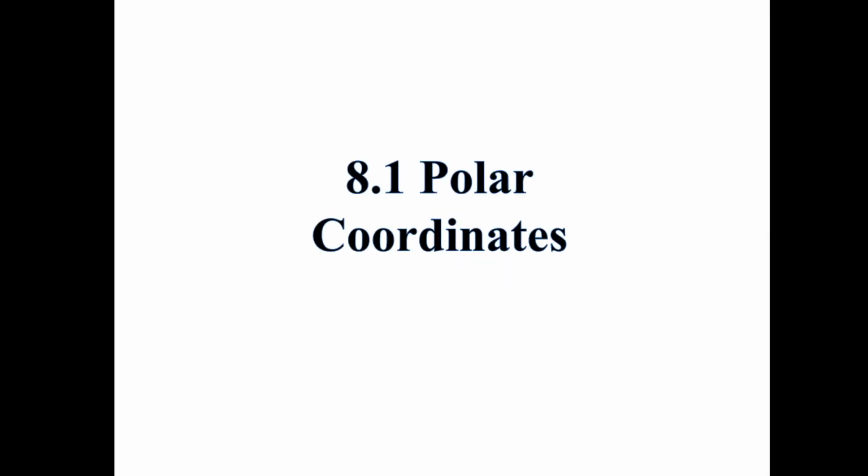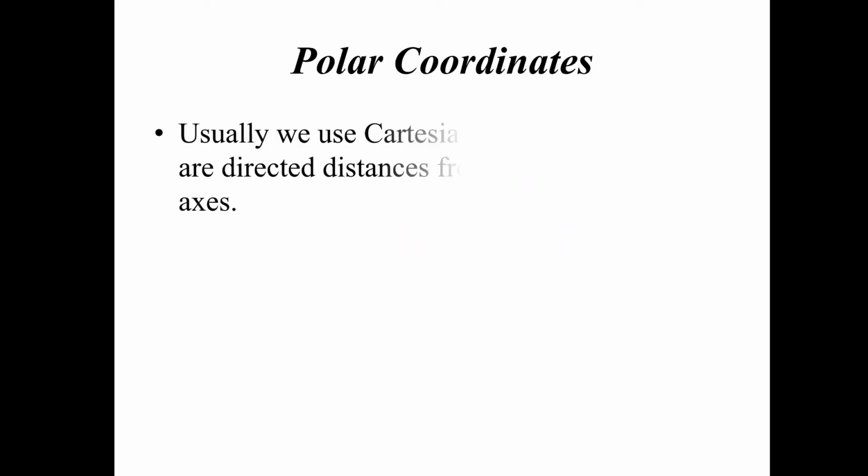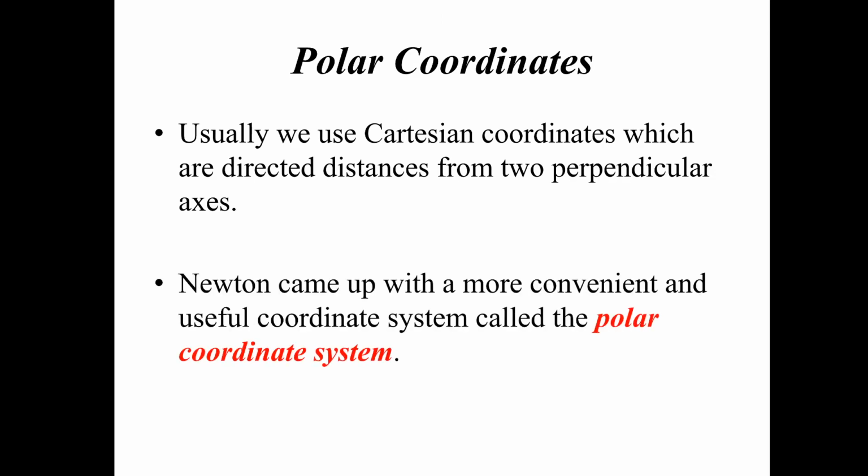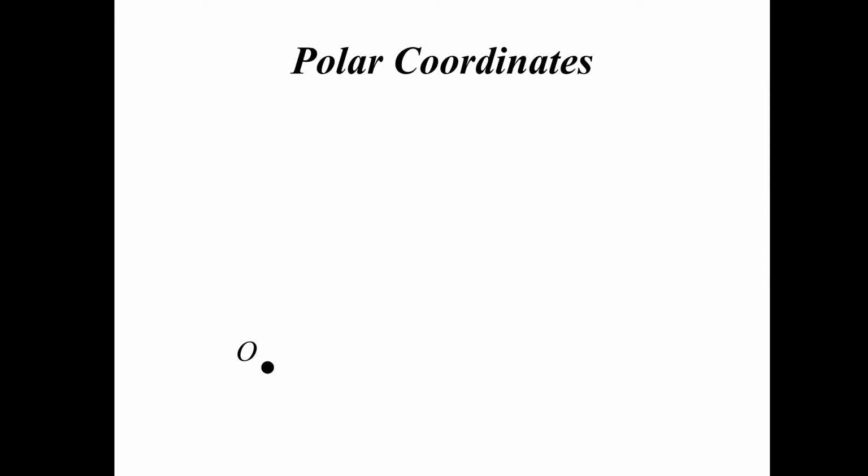Again, this one is coming from James Stewart, Pre-Calc, the 5th edition. So 8.1, polar coordinates. Usually we use the Cartesian coordinates, which are direct distances from two perpendicular axes. Cartesian means xy coordinates. And Newton came up with a more convenient and useful coordinate system called the polar coordinate. Once we convert that to r and theta, r which is the radius, theta which means the angle, we use the polar system.